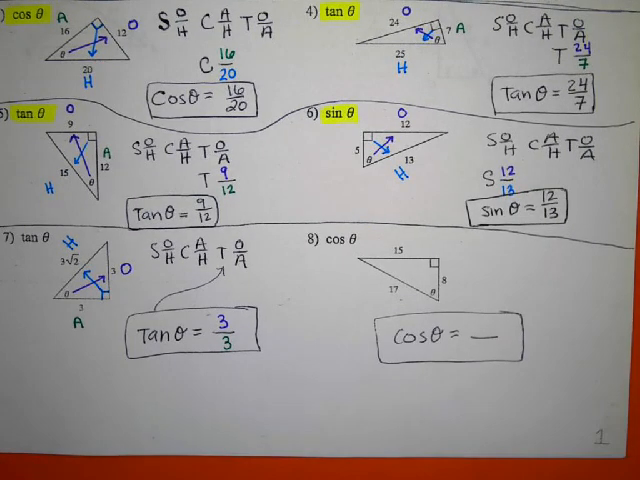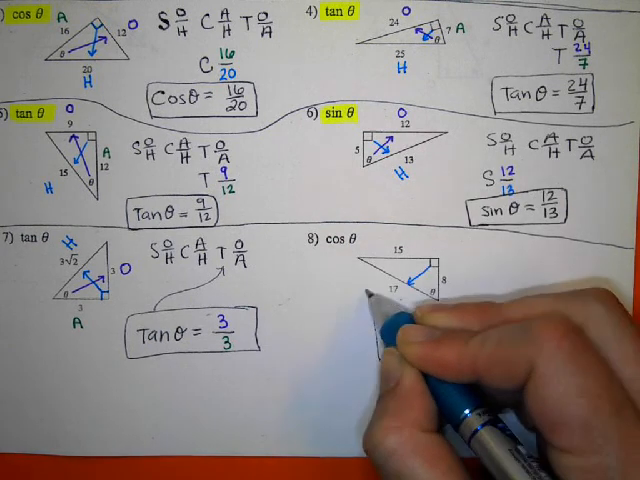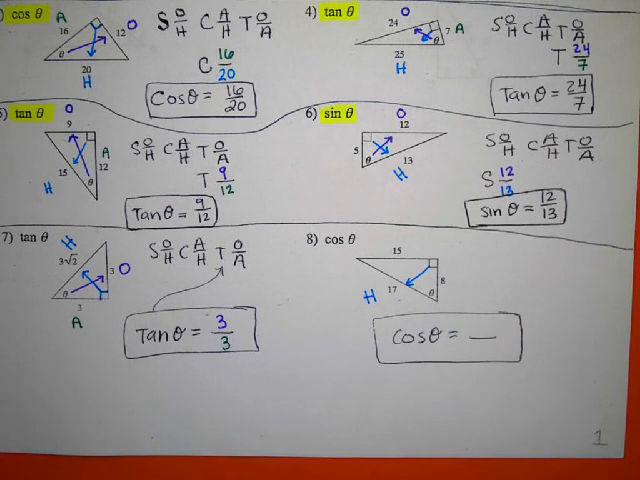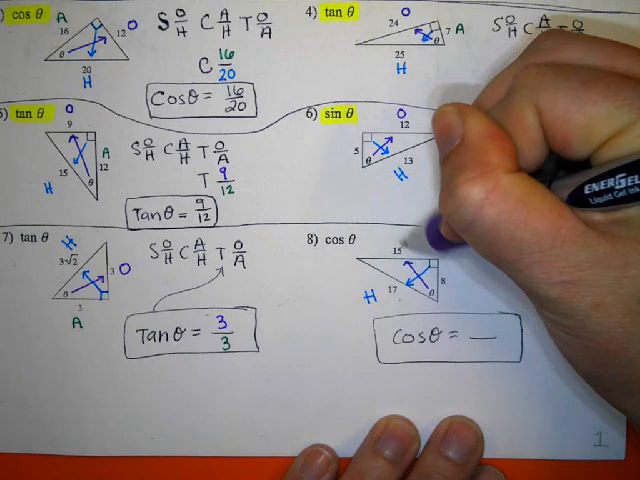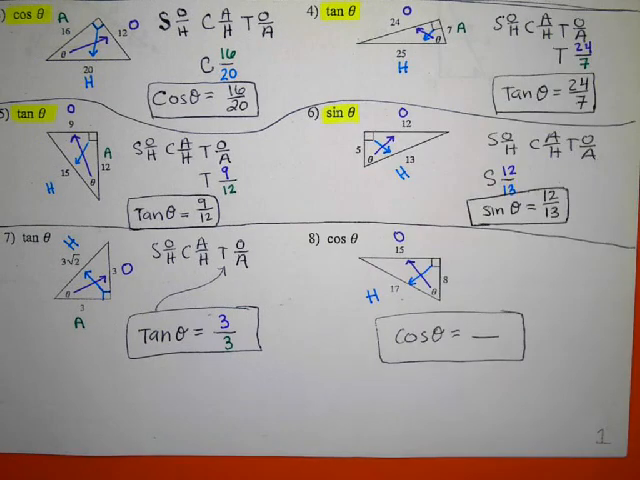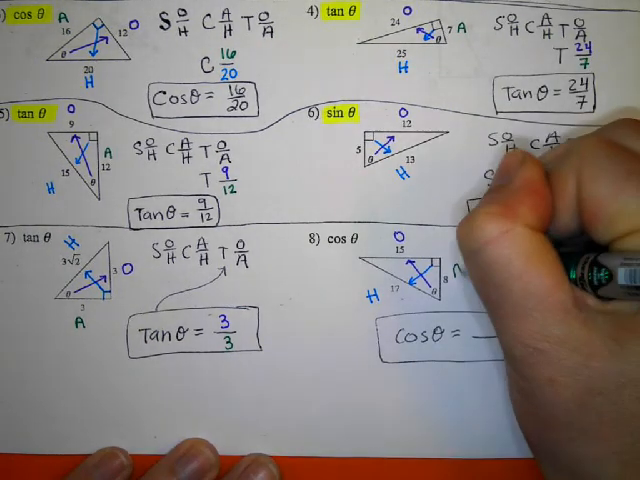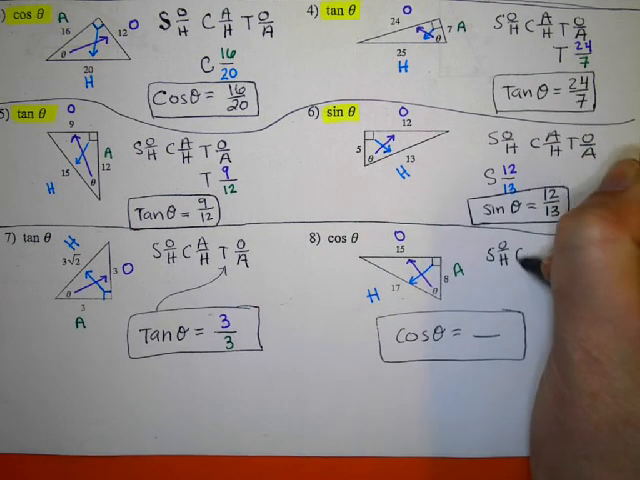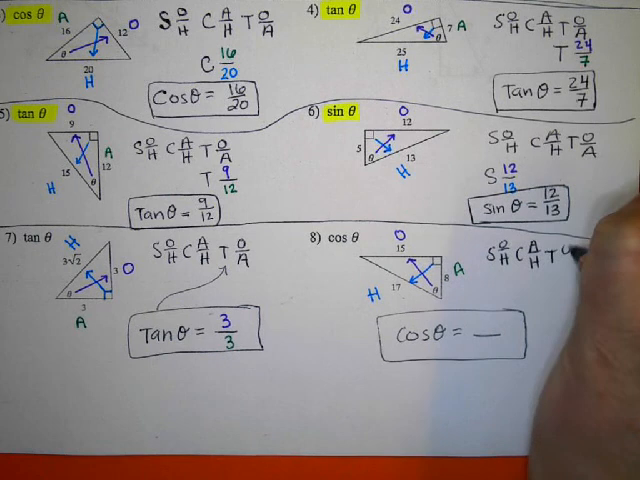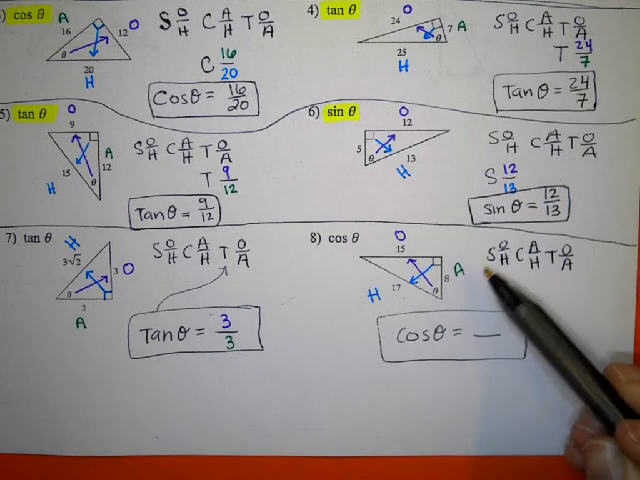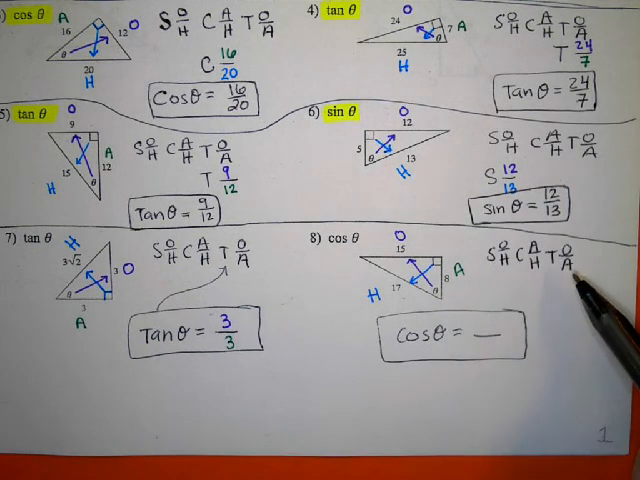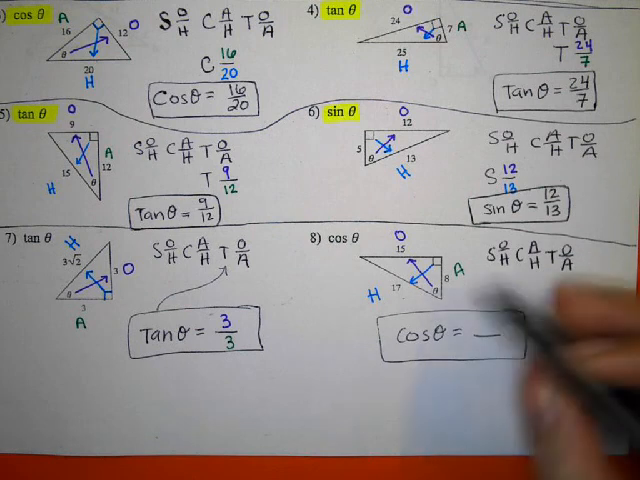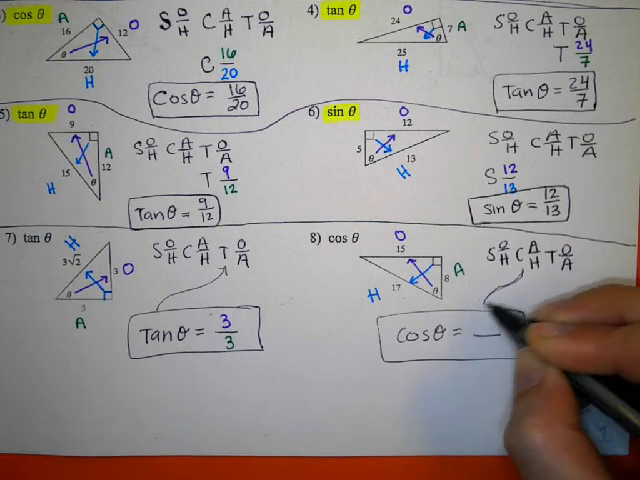Cosine. Which one is the hypotenuse? What number? 17 is the hypotenuse. Good job. What side is the opposite? Opposite. Good. Adjacent. So, TOA. It wants cosine.